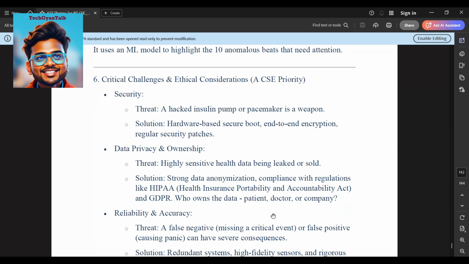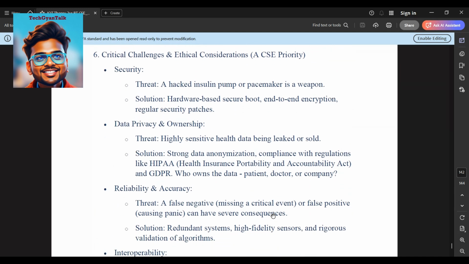Critical challenges and ethical considerations, SPRIT. Security: the threat is that a hacked insulin pump or pacemaker is a weapon. The solution is hardware-based secure boot, end-to-end encryption, and regular security patches. Data privacy and ownership: the threat is highly sensitive health data being leaked or sold. The solution is strong data anonymization and compliance with regulations like HIPAA, the Health Insurance Portability and Accountability Act, and GDPR. Who owns the data: the patient, doctor, or company?